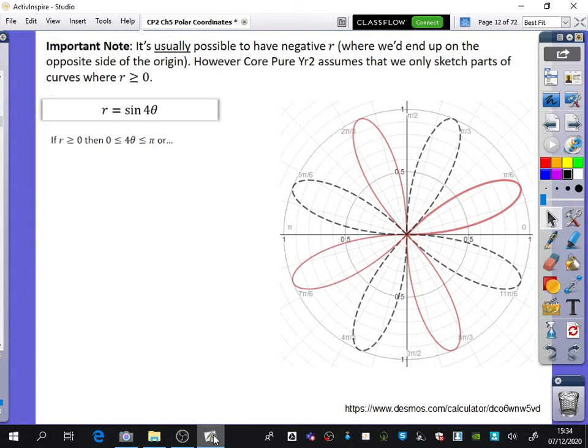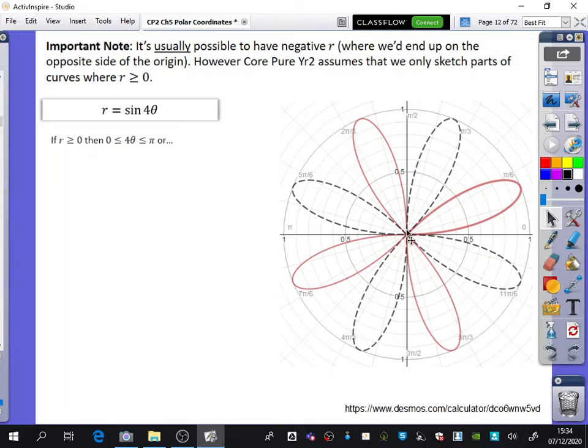So the sketching of these graphs is going to get slightly more complicated, and we're going to try and figure out how we can do it with our calculators as well. But I wanted to investigate a particular graph because it's going to illustrate a number of different points about the Edexcel specification. So I've written at the top an important note that it's usually possible to have negative r, where we'd end up on the opposite side of the origin.